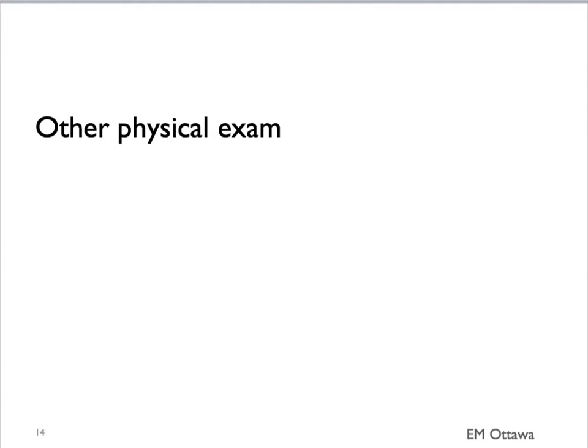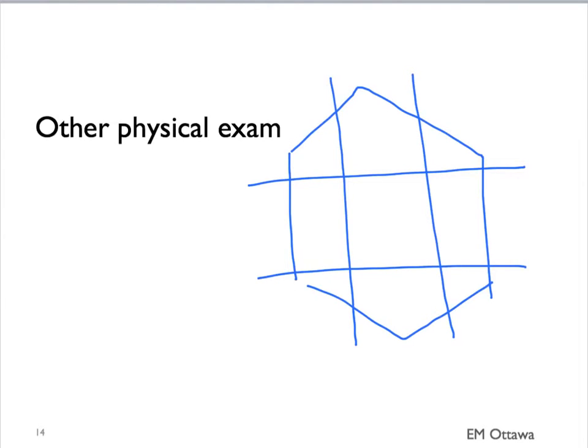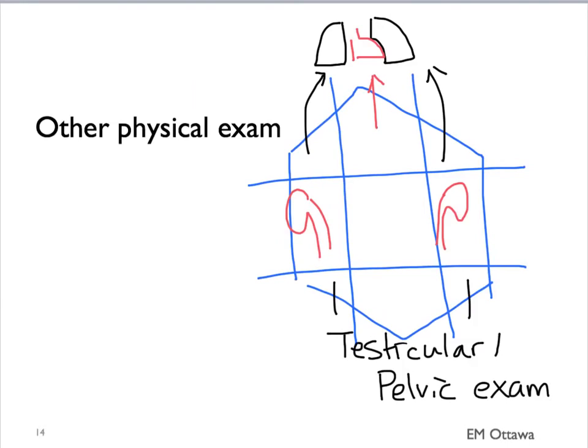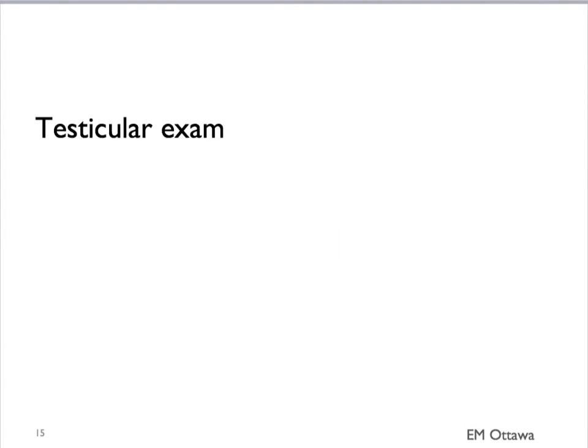Depending on where the pain is, we might need to look into other systems beside the GI tract. Patients with right upper quadrant and left upper quadrant pain might need a respiratory exam. Those with epigastric pain might need a cardiac exam. Those with flank pain might need an exam for their kidney specifically. For those with right lower quadrant and left lower quadrant pain, we need to add on a testicular exam or a pelvic exam. What are we looking for in the testicular exam?